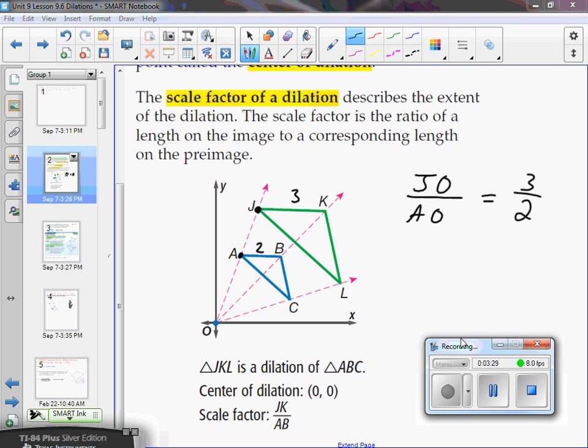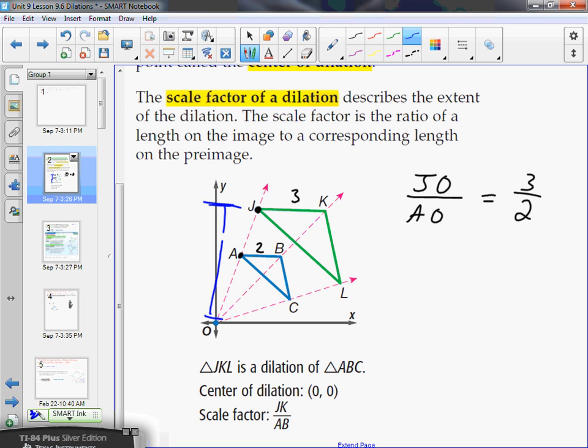You with me? Now, the numbers won't work. It's off scale, but tell me what this would be. If the distance from J to O was 6, what would the distance from A to O be? If that's the scale factor, it'd be 4, wouldn't it? Okay? See what I'm talking about? Let's try this again. JK to AB is a ratio of a pair of corresponding sides. That's the scale factor.